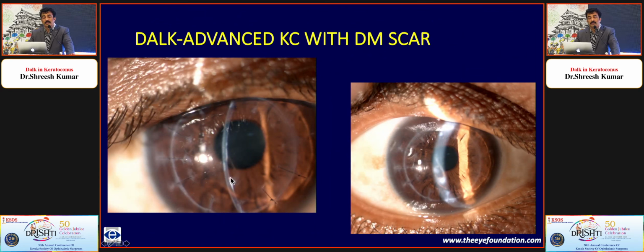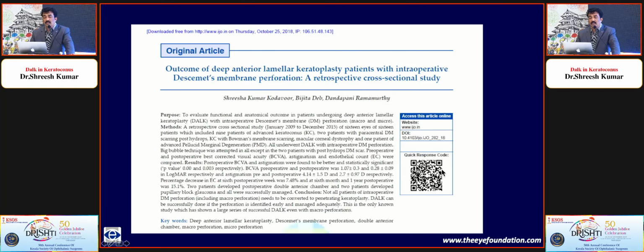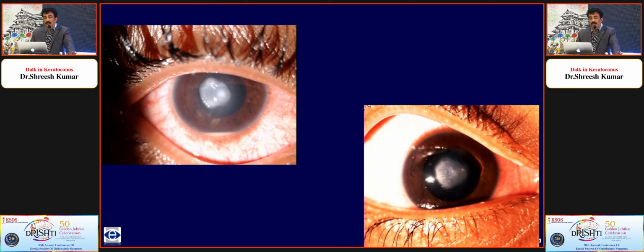This is the post-operative picture. This is a 6 months post-operative picture, and this is 2 years post-operative picture. You can see the tear here, which is sealed very well. So we have published the outcome of deep anterior lamellar keratoplasty with intraoperative perforations, and most of the perforations are due to the pre-existent DM perforation, healed hydrops, and the results were good.